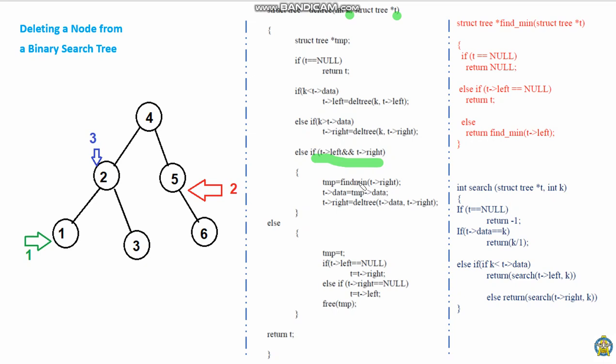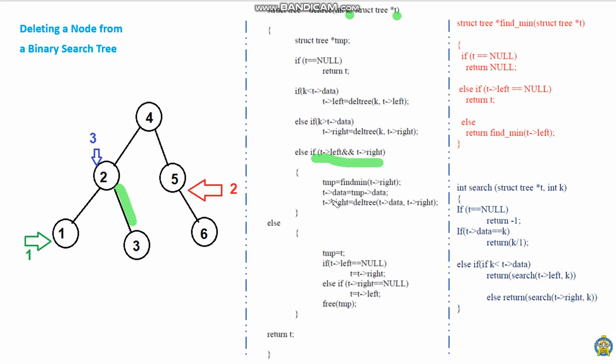Temp equals find minimum of T right. That means this is T, it will go to T's right and find out the minimum from the right. So we are using the right minimum algorithm. That is a common practice. So we'll find out the right minimum. You may have more values, as I said in the other session. So here the right minimum is 3. So 3 is taken. It will find the node having the minimum value.